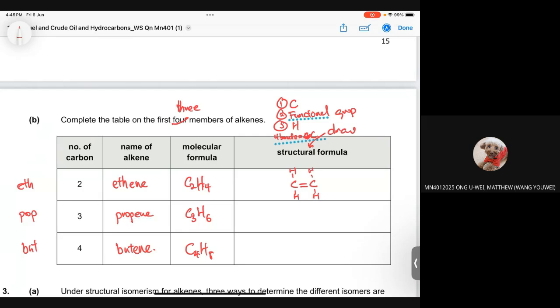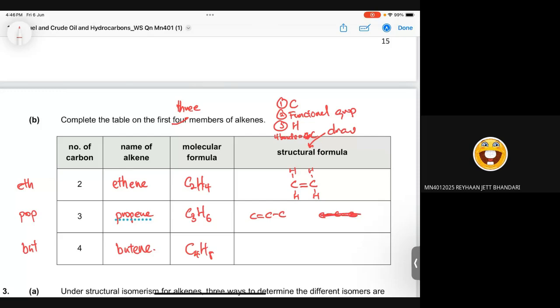Next one I'm going to draw for propene. So propene, I'm going to put here 3 carbons. Rehan, help me. Where should I put my double bond? The first one or second one? First one. Actually, it doesn't make a difference because you can rotate the molecule. If I turn the molecule 180 degrees, they are both the same thing. Both of these are the same propene.